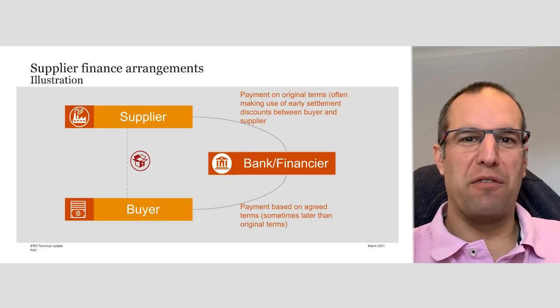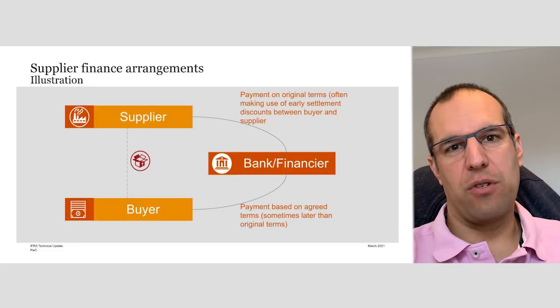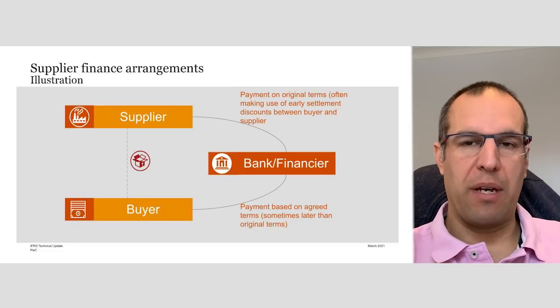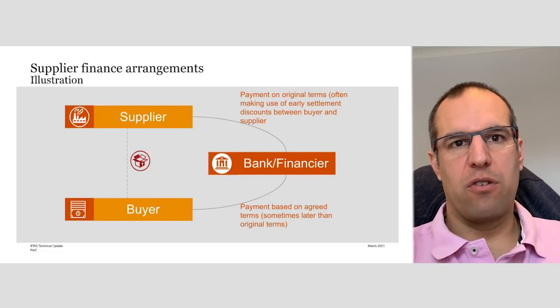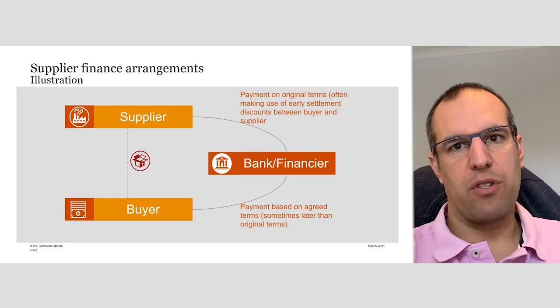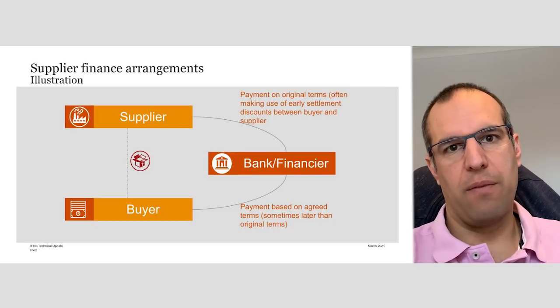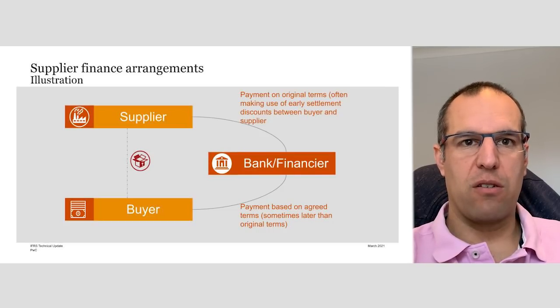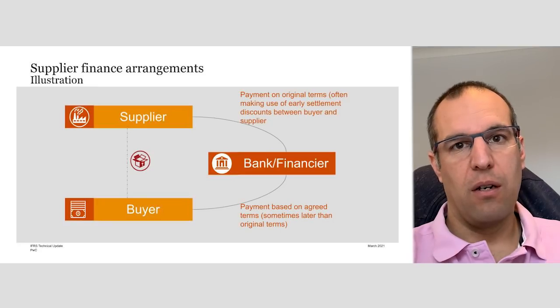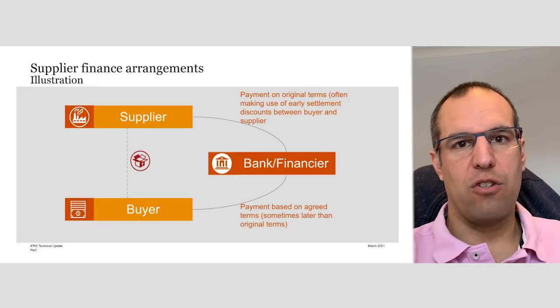Now, it generally involves three parties: a supplier who supplies the goods, the buyer, and a financier, which is often a bank. The bank offers to facilitate payments of the trade payables arising between the buyer and the supplier and may provide finance so the supplier can be paid earlier or the buyer can pay later than the due date of the original trade payable.